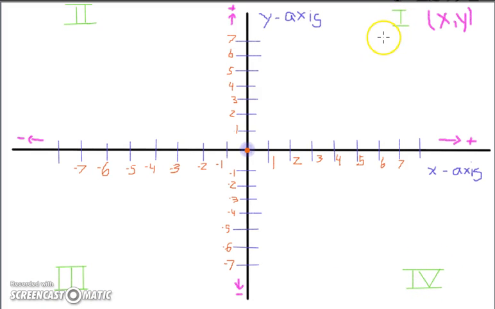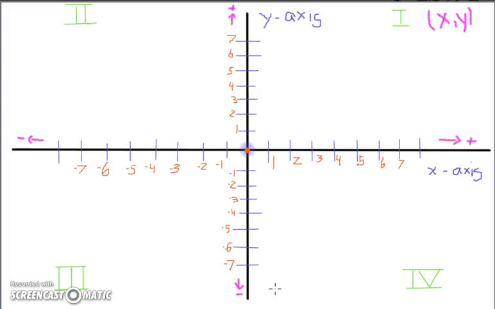In quadrant 1, the x and the y values are both positive. In quadrant number 2, the x values are negative and the y values are positive. In quadrant number 3, both the x and the y values are negative. In quadrant number 4, the x values are positive and the y values are negative.